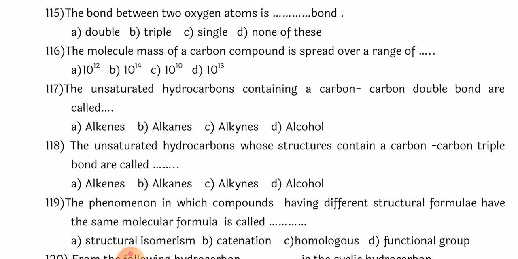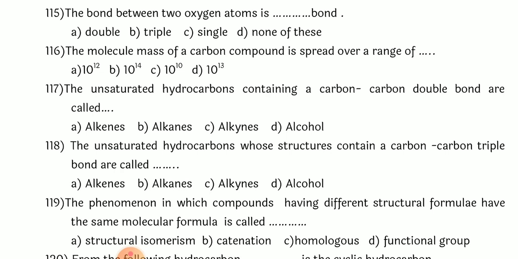The molecular mass of carbon compounds is spread over a range of 10 raised to 12. That is option A. It is on page number 113. In the green box it is given. Okay, 113.